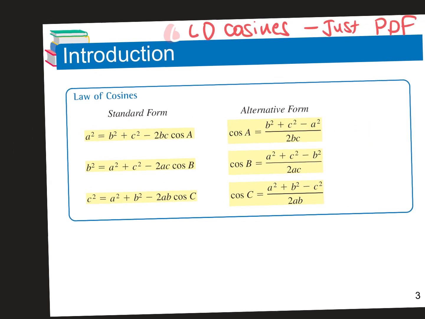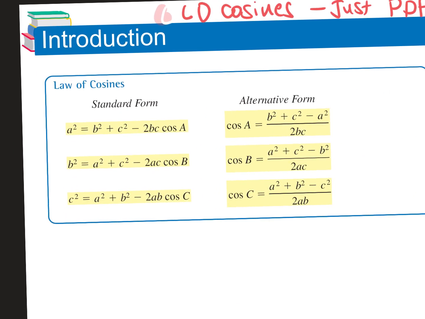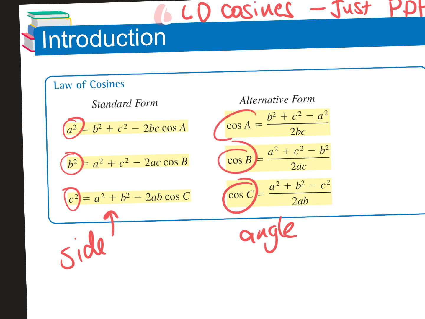All right, your law of cosines, guys, there's two forms. There's the standard form and the alternative form. They're the exact same thing, just one is manipulated to work for side lengths, and one is manipulated to work for angle measures. So look, this is if you're looking for a side length, right? A squared, B squared, or C squared. And then this is if you're looking for an angle. Do you see how it's cosine C, cosine B, cosine A?